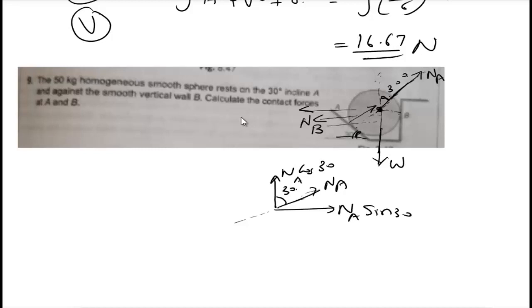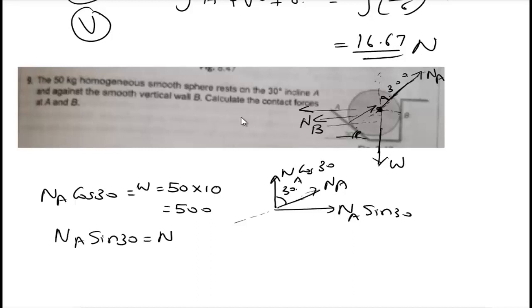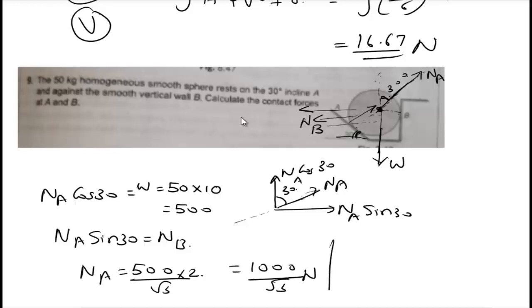Now we can equate. NA cos 30 is acting in the upward direction. This will be equal to the weight, that is 50 into 10, that is equal to 500 Newton. Now what about NA sin 30? NA sin 30 will be balancing with NB. So NA will be equal to 500 divided by cos 30, that is root 3 by 2. So we will get NA as 1000 divided by root 3 Newton.